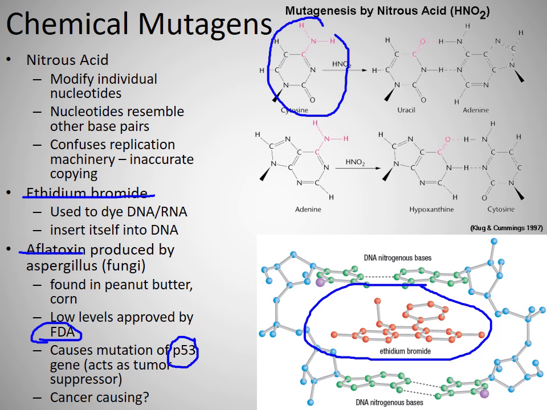Now, when there's a mutation specifically to this gene, well, our cells aren't going to be able to identify specific mutations that occur in the cell. Right? And again, the question that you've got to ask yourself is, is this aflatoxin producing mutations in the P53 gene, is that a direct result to cancer?